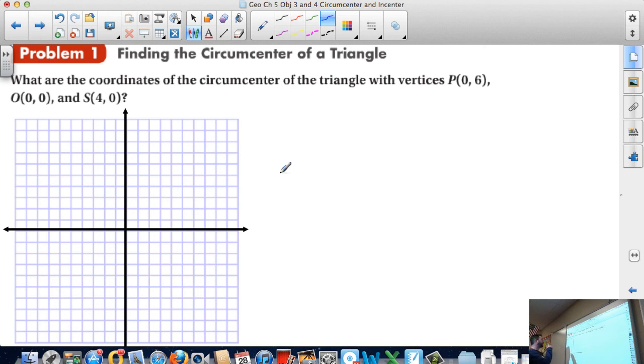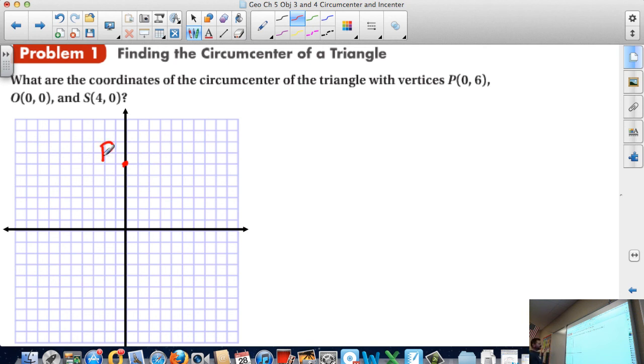So we're going to take a coordinate plane here, and we're going to create a triangle that has these three vertices, P, O, and S. P is going to be located at the point (0, 6). So we're going to go ahead and plot these. We'll do this in red here. So we go (0, 6): 1, 2, 3, 4, 5, 6. Okay, so there's point P.